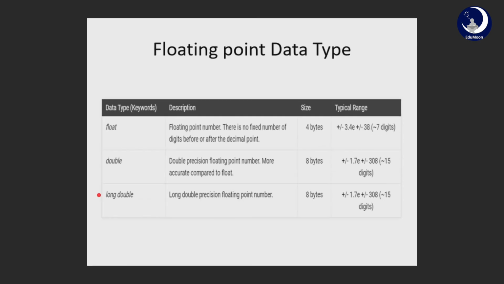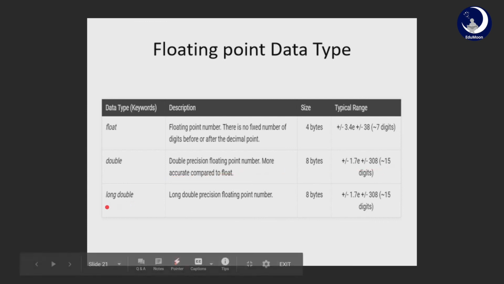Now let's look at the floating data type. The floating data type actually holds real values, that is, values with decimal points. Float: floating point number, there is no fixed number of digits before or after the decimal point. Its size is 4 bytes. This is the typical range, which is equivalent to 7 digits. That is, after the decimal point, we can have up to 7 digits if we are using the float data type. And in the double data type, the double precision floating point number, more accurate compared to float, the size is 8 bytes and the precision is up to 15 digits. And then we have long double. Its size is also 8 bytes and its typical range is also 15 digits.